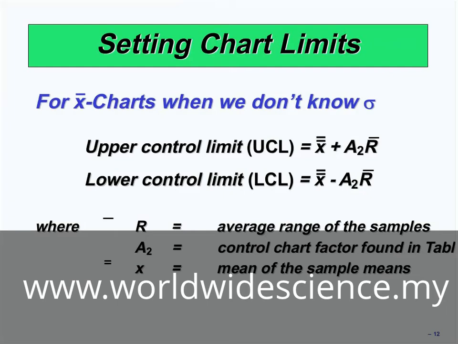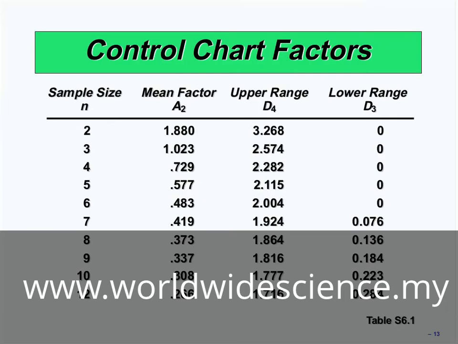X bar bar plus A2 multiplied by R bar, X bar bar minus A2 multiplied by R bar. R bar is the average range of the samples. A2 can be determined from a table, and X bar bar is the mean of the sample means, or the average of sample averages. This is a standard chart that has been given to you. Using the sample size, you should choose the A2. The name of A2 is mean factor.